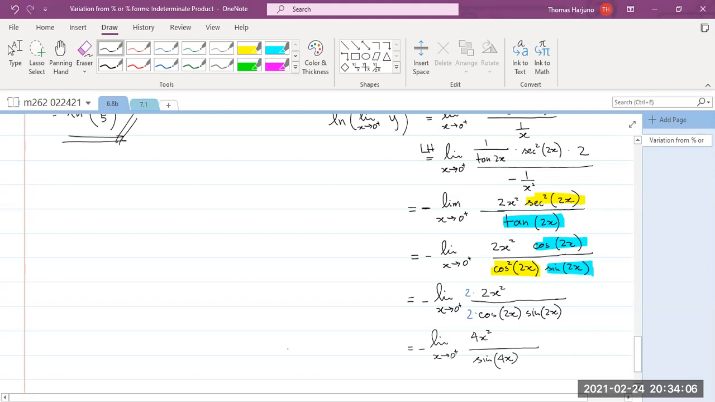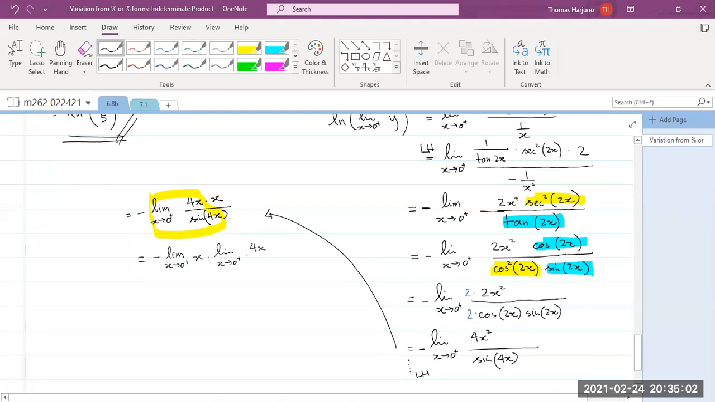Now, at this point, if you want to do L'Hôpital's rule, go ahead, which I do not, I still say no need, actually. But I show you an alternative way. This is equal to negative limit x going to 0 of 4x times x over sine 4x. Why do you do that? Well, because limit x going to 0 positive, this guy here is equal to 1. That's negative limit x going to 0 positive of x times limit x going to 0 positive of 4x over sine 4x.